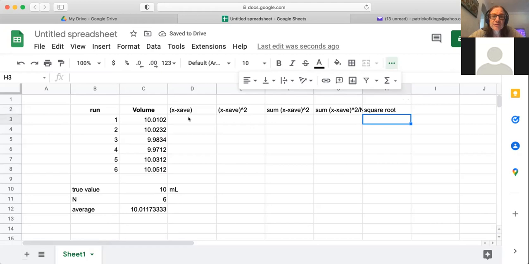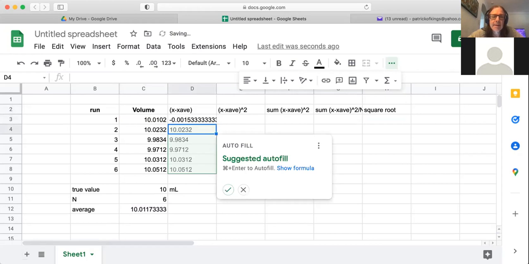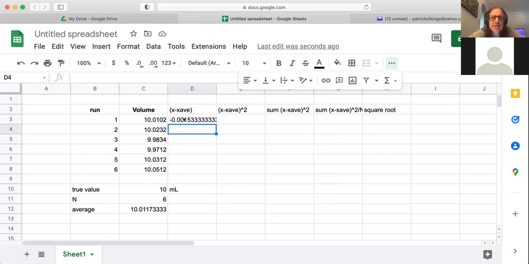Okay, so here's how we do this then. I'm going to come to the first cell. This is x: equal sign, x minus average. There's your average right there. Now you have to be a little bit careful here because what we want to do is take the cell that's to the left of us here and subtract just that value. It's going to suggest an autofill. I'm going to tell it, no, don't do the autofill. And here's what I'm going to do. I want to take the difference between x and just this value. Every time it's going to be this value.